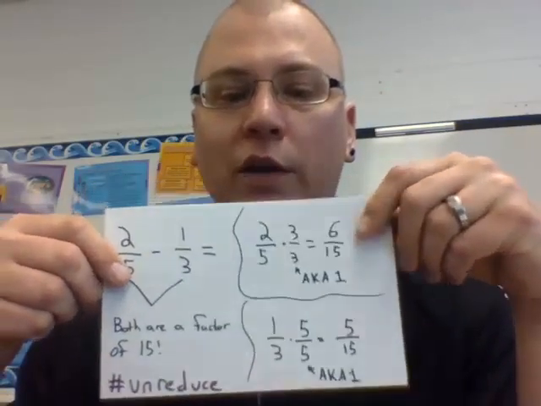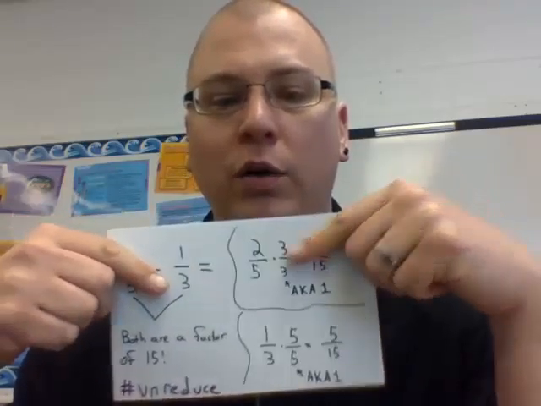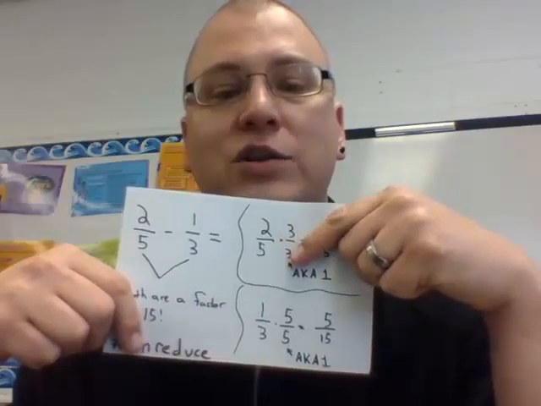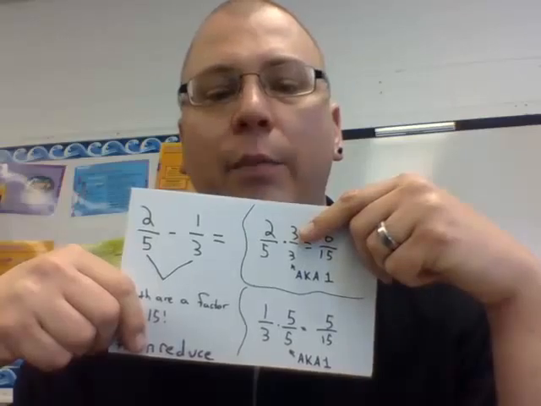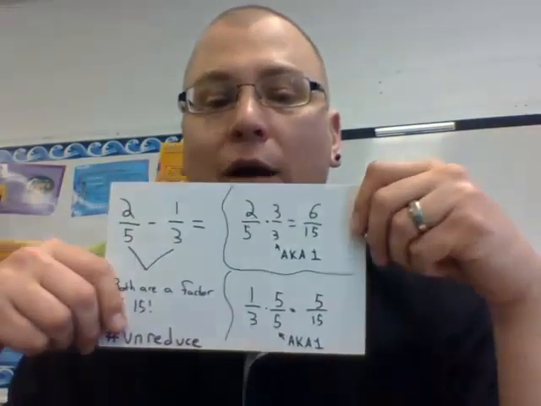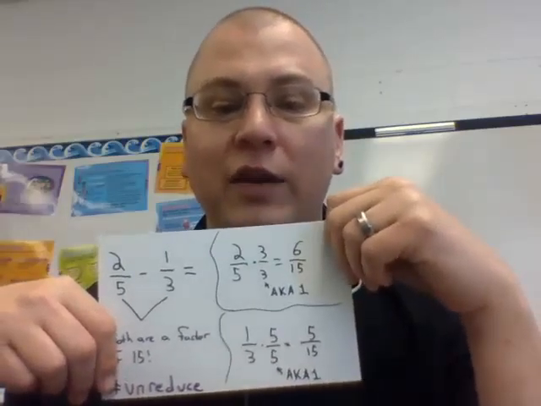So what we do over here is we take 3 over 3 for our 2/5. If we change this denominator to 15 and then change the top by the same number, it's what's called an equivalent fraction. Equivalent fractions aren't the exact same, but they mean the same thing. They're cut into different numbers of pieces, but they take up the same amount of area. So 2/5 is equivalent to 6/15.